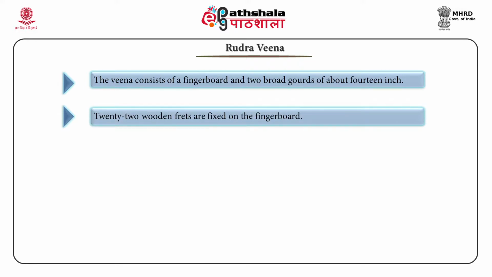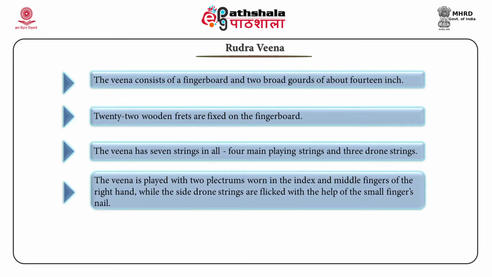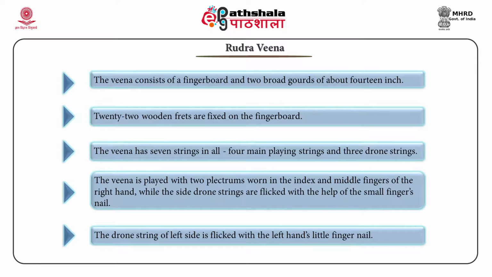22 wooden frets are fixed on the fingerboard. The veena has 7 strings in all, 4 main playing strings and 3 drone strings. The veena is played with 2 plectrums worn on the index and middle fingers of the right hand, while the side drone strings are flicked with the help of the little finger nail. The drone strings on the left side are flicked with the left hand's little finger nail.